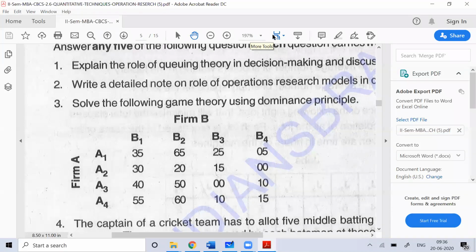So I request everyone that please write down this question, so that when I solve it, you will also see how to get the answer for this problem step by step. During the time of your exam, you can do it very easily. Again, one very easy question.